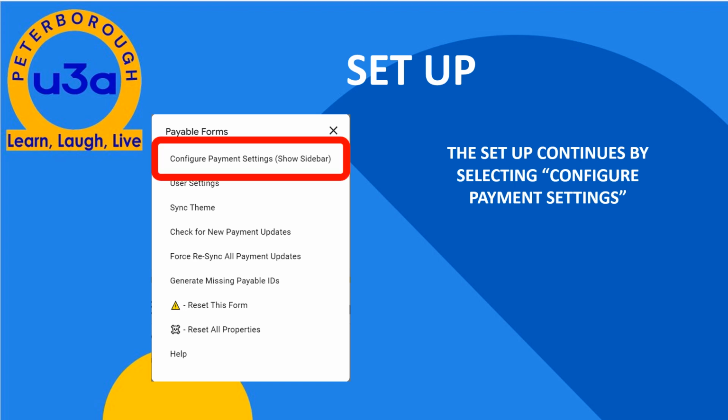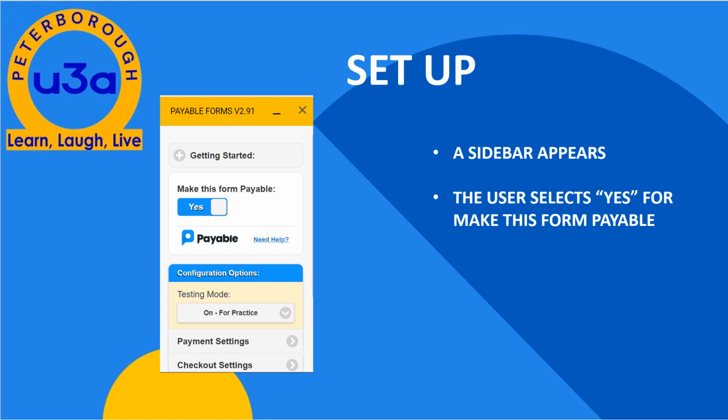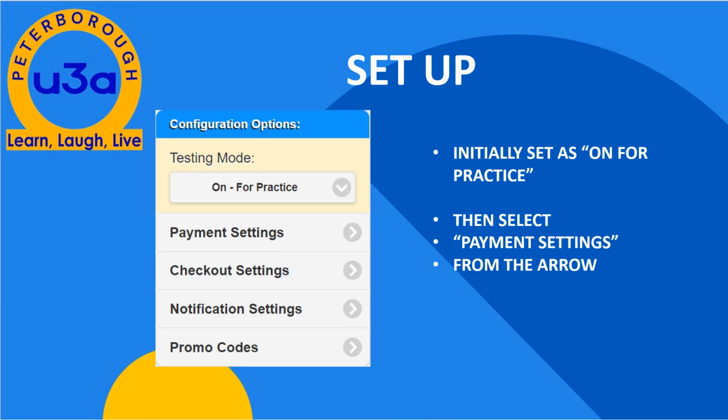To continue with the setup, the user selects Configure Payment Settings. A sidebar is presented. The user should select Yes from the slider at Make this form payable. Ensure that On for Practice is visible while completing the setup. The user should click the arrow next to Payment Settings.